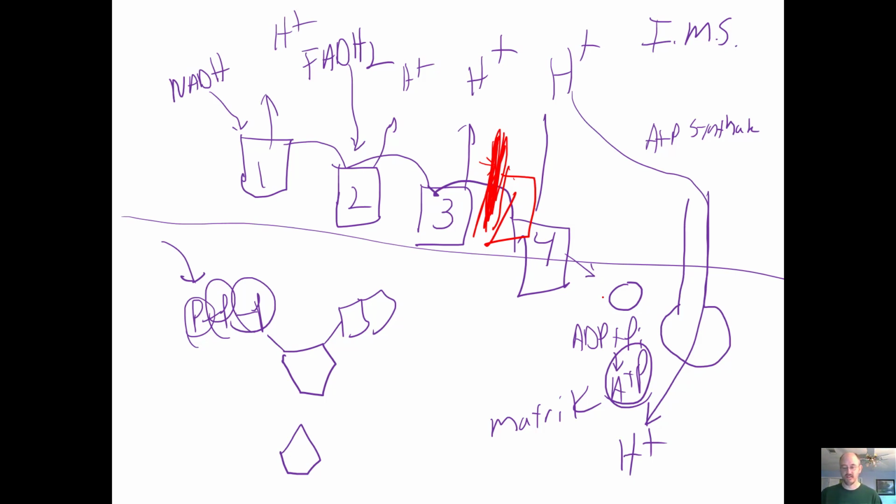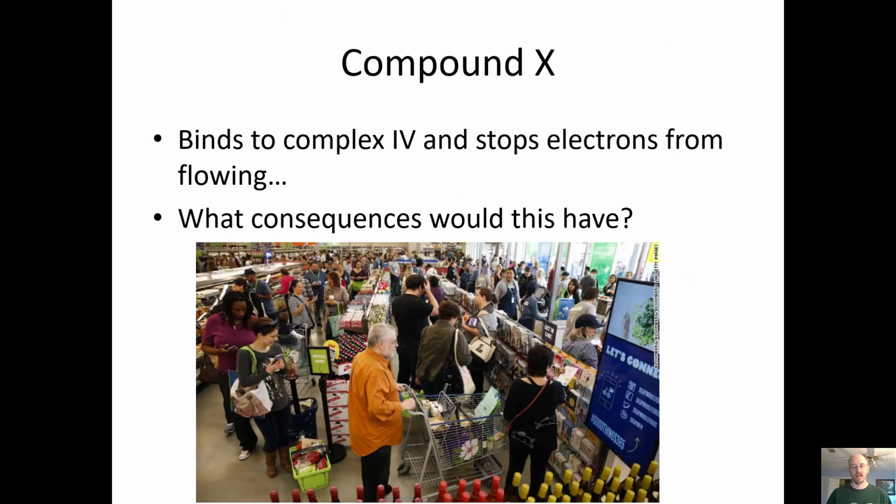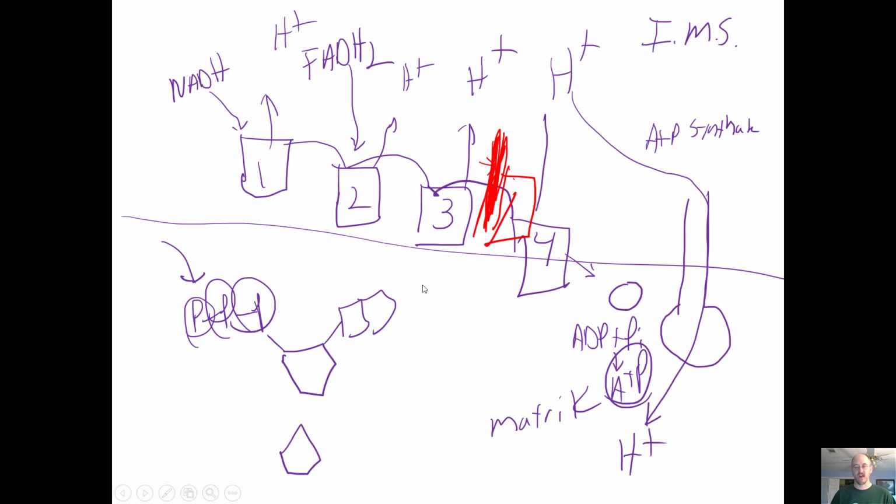And there is a molecule that does this, right? So pretend this is pre-social distancing. Pretend there's a big line of electrons flowing through the transport chain. What if someone was blocking the flow? They can't move. They can't get through. That would lead to the stopping of ATP and death. And there is a molecule that does that. There is a molecule that stops electrons from flowing. It's called cyanide.